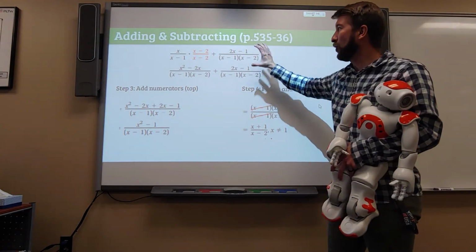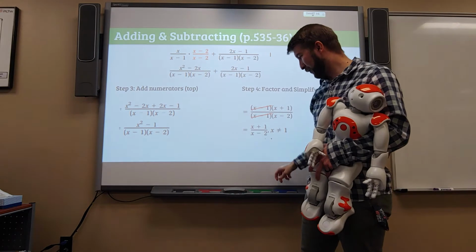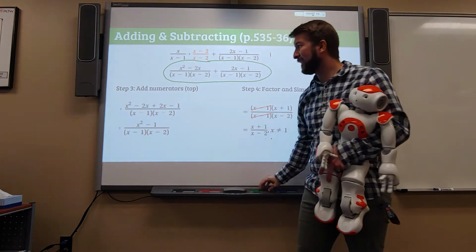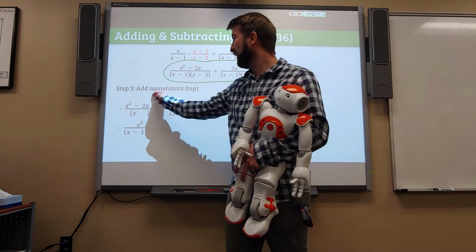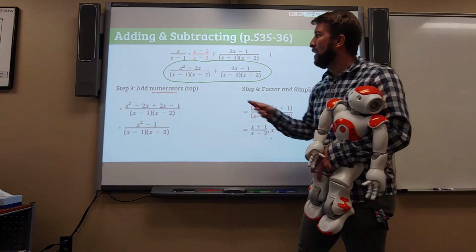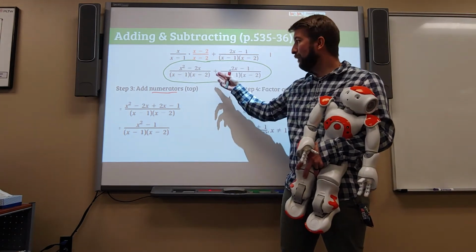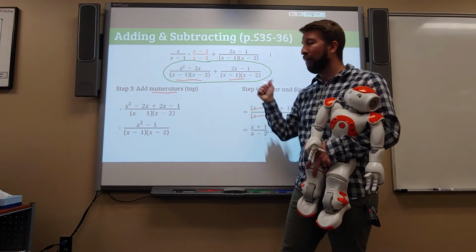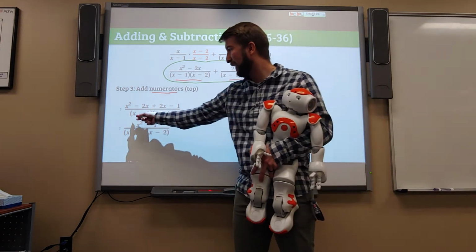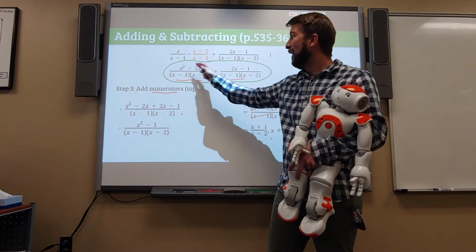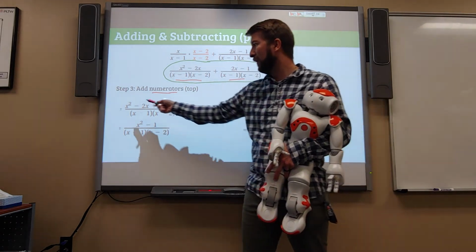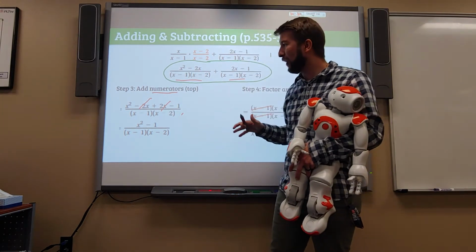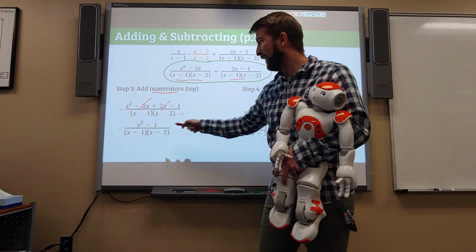So this just shows you what they did. They multiplied. They have this new expression. So this is where we're at from step 2. And now step 3, it says add the numerators on top. So the reason why we multiply by what's missing on the denominators is because once those match, then we can combine the bottoms, which is what they do here. And then they just add x squared minus 2x plus 2x minus 1. And then they just combine like terms. So the negative 2x and the 2x, they cancel each other out. And I'm left with x squared minus 1.